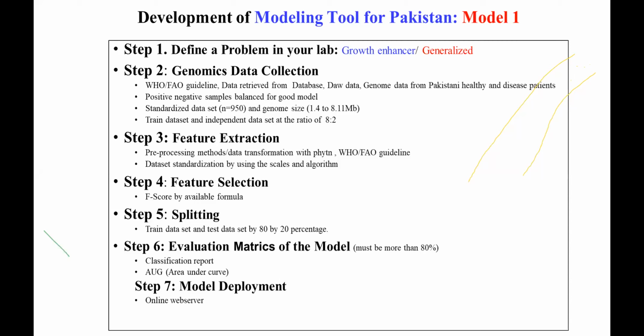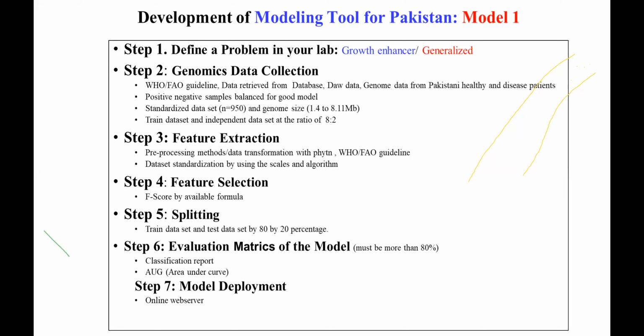You can say if we just focus on the problem of growth and non-growth related genes, if the growth of the animal is associated with the growth of the other animal, then you have to collect only that data which has the capability to improve the growth of the animal.